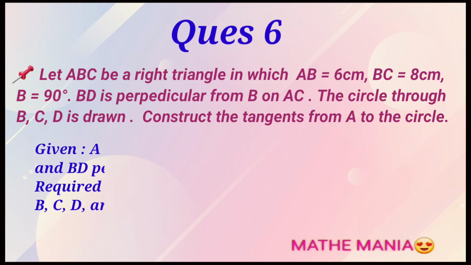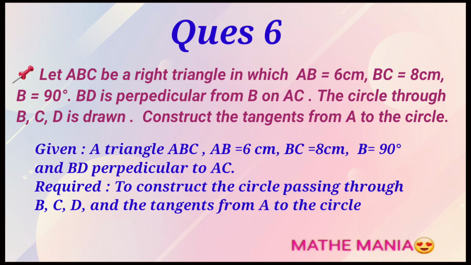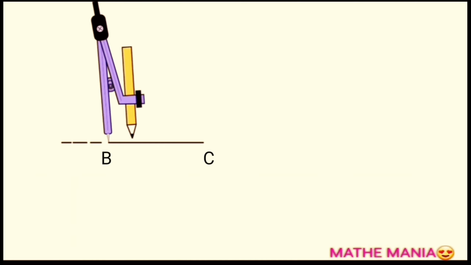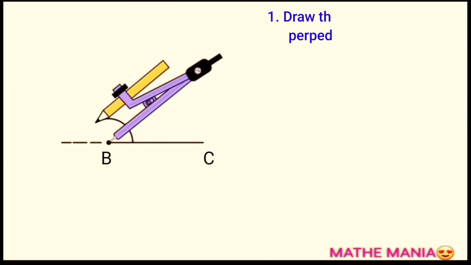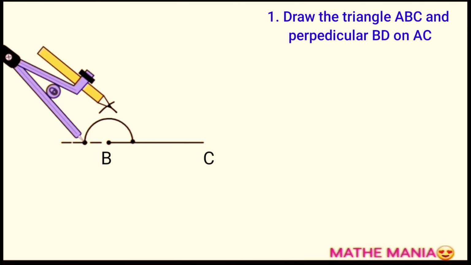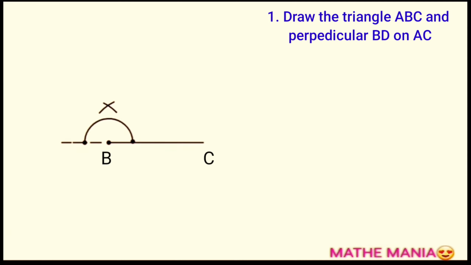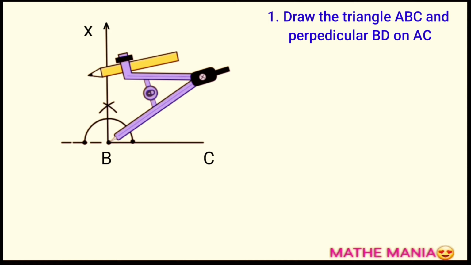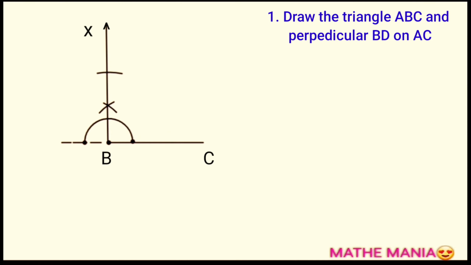So let's start the 6th question. In this question there are basically 3 parts. In the first part we have to construct the triangle. So draw BC equal to 8 cm and construct the perpendicular at B point. Now with center B and radius AB equal to 6 cm, cut an arc intersecting this ray at A. Joining it, we get the triangle ABC.